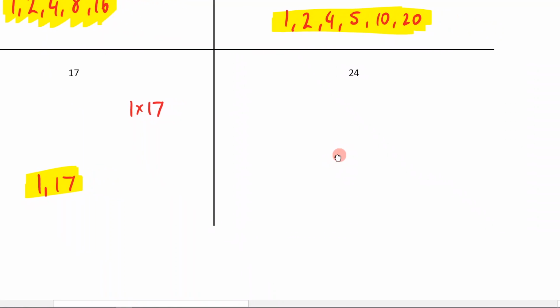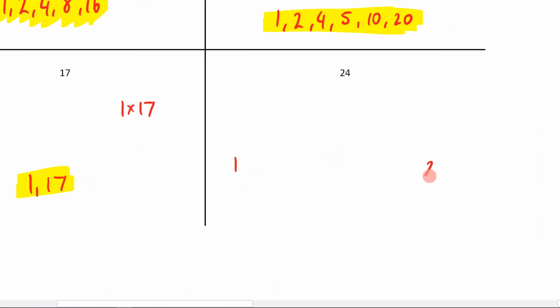And then lastly, 24. So again, let's use our technique here. 1 and 24. 2 and 12. 3 and 8. 4 and 6. And I know 5 doesn't work because 5 doesn't go into 24. So that's going to be my answer. 1, 2, 3, 4, 6, 8, 12, 24. Let's highlight that. Perfect.